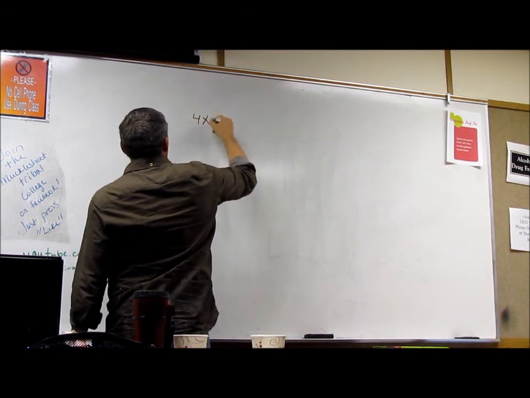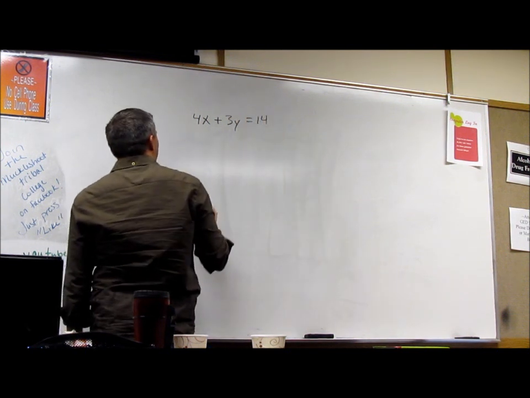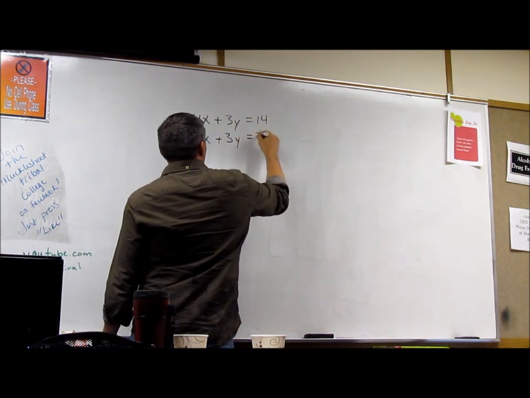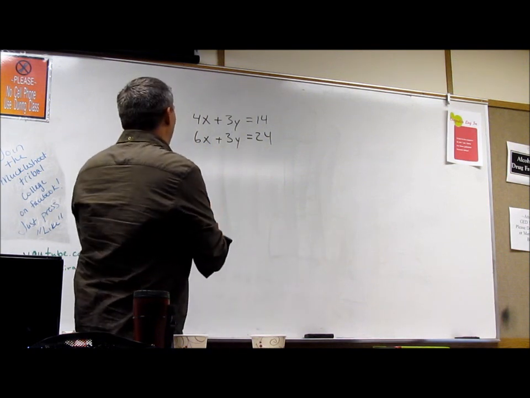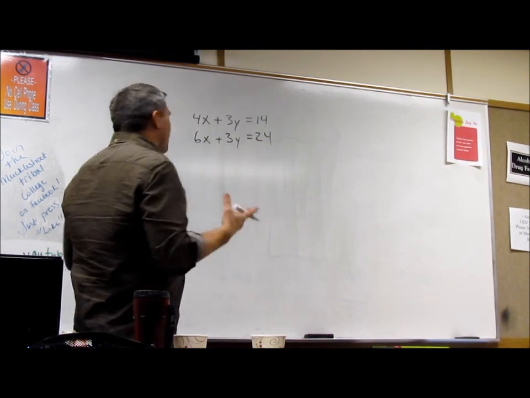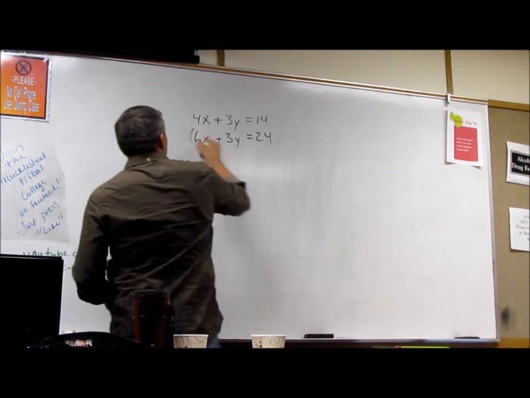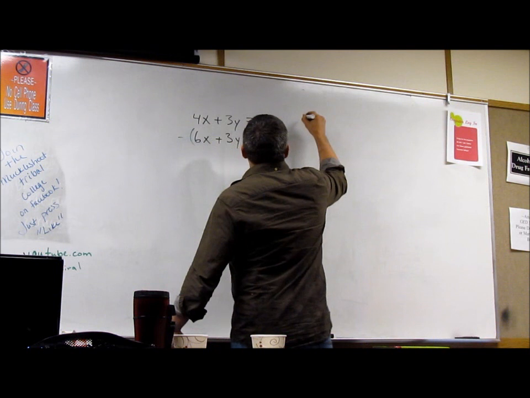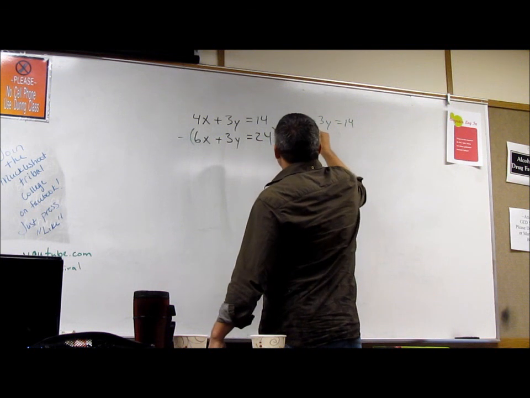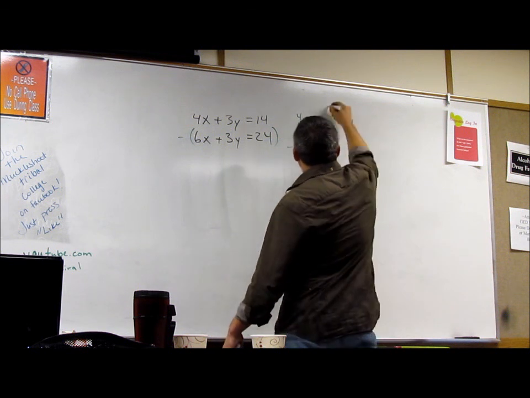What is it? 4x plus 3y equals 14. 6x plus 3y equals 24. This one ain't bad at all. The 3's and the 3's make one an opposite. But to do that, I need to multiply everything by a negative. So I got 4x plus 3y equals 14, and negative 6x minus 3y equals negative 24. Add them up. These cancel.